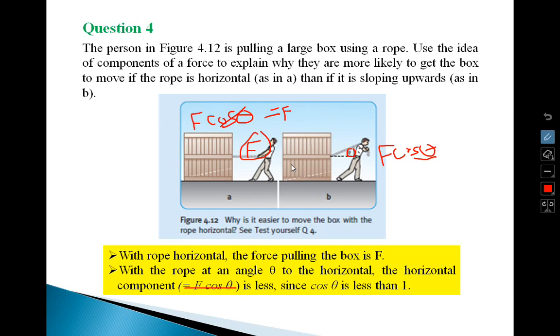So in conclusion, F1 here is always what? Greater than F here. This one is always greater than this one. So that's why a person in figure A is more likely to move the box easier than in figure B.